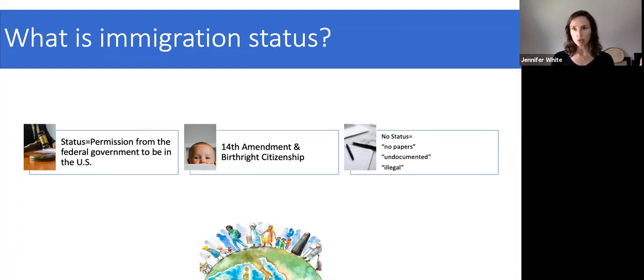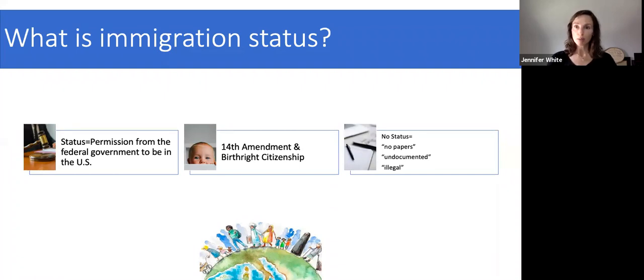So most folks in the US have this status through birthright citizenship. There's an interesting history behind birthright citizenship that comes through the 14th Amendment. It's called the Citizenship Clause, and it actually came into being because Confederate states wanted to deny former slaves citizenship rights.